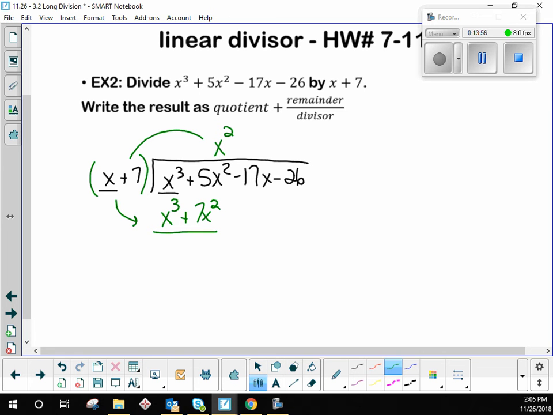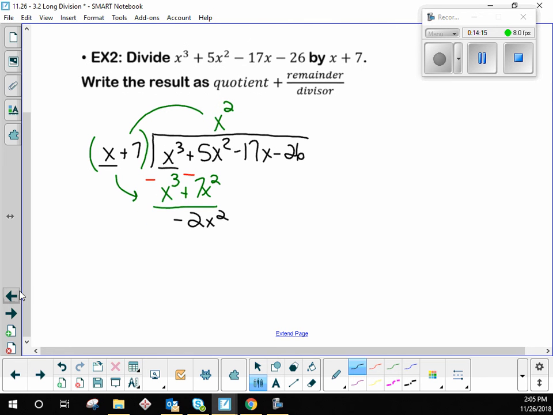And I do what with their signs? Flip them, both of them. So then I add vertically. So the x cubes cancel. 5 minus 7 is negative 2, x squared. What's my next step? Bring down the negative 17x, right? You bring down your next thing. And then that's where it starts to just repeat.